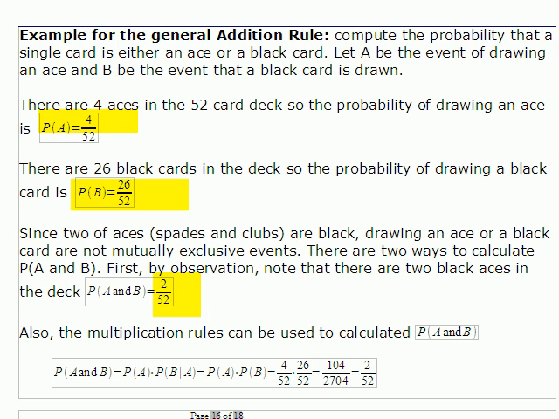I'm going to show here that you could also use the multiplication rule to calculate A and B. Remember, the multiplication rule of A and B is the probability of A times the probability of B given that A has occurred. So what's the probability of A? It's 4 out of 52.